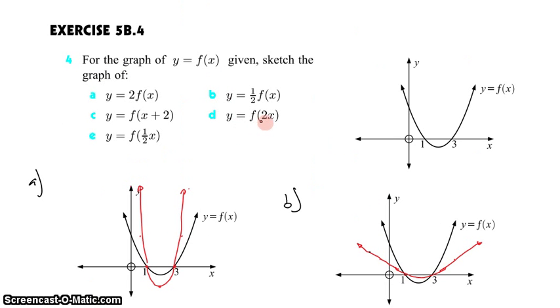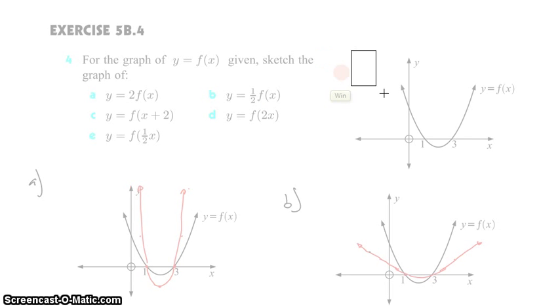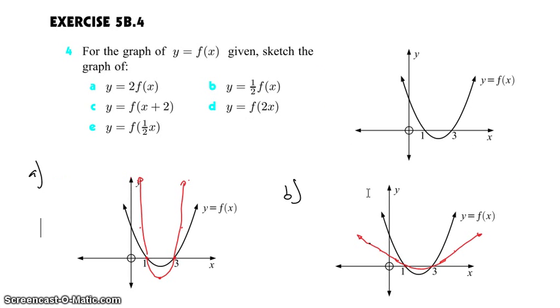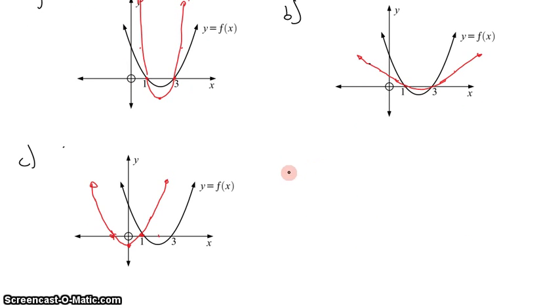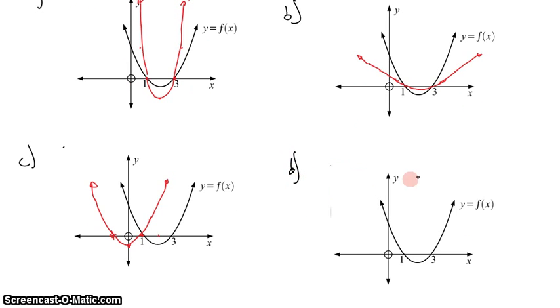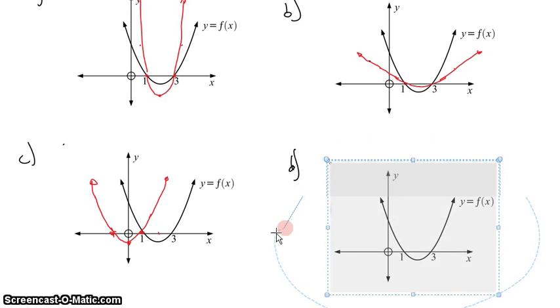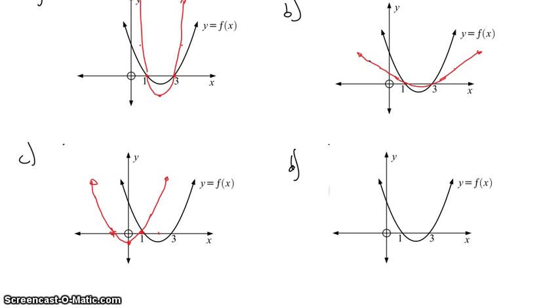For part D, we have f of 2x. That's a horizontal stretch. The multiplication by 2 means we're going to squish the graph together until it's twice as thin. And we're going to squish it along the x-axis. So that point's going to remain where it is. This point's going to come in to half its distance. That point's going to come in to half its distance. Those points are going to come in too, and we'll get a skinnier parabola.